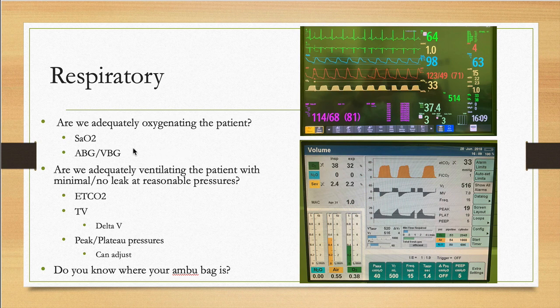And of course, outside of SaO2, you can always run a gas to determine the patient's PaO2 and to help calculate an AA gradient if you're worried about the patient developing hypoxemia.